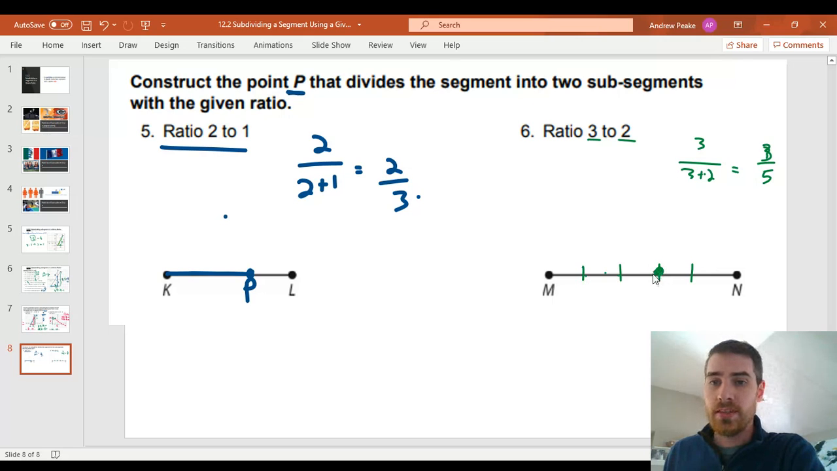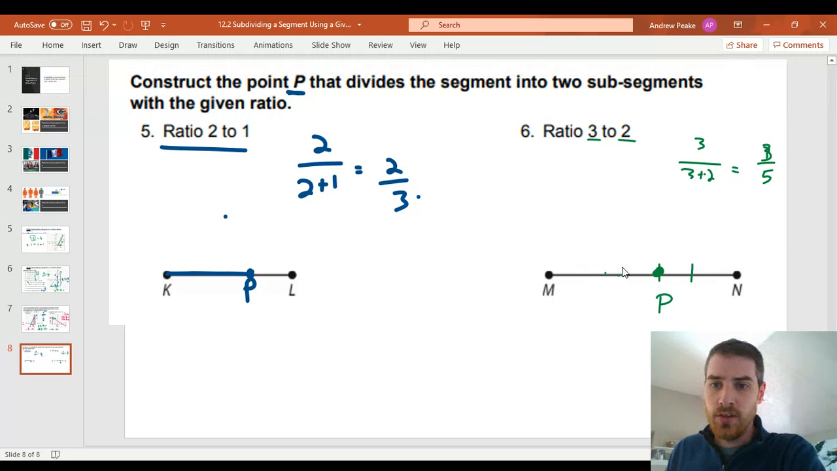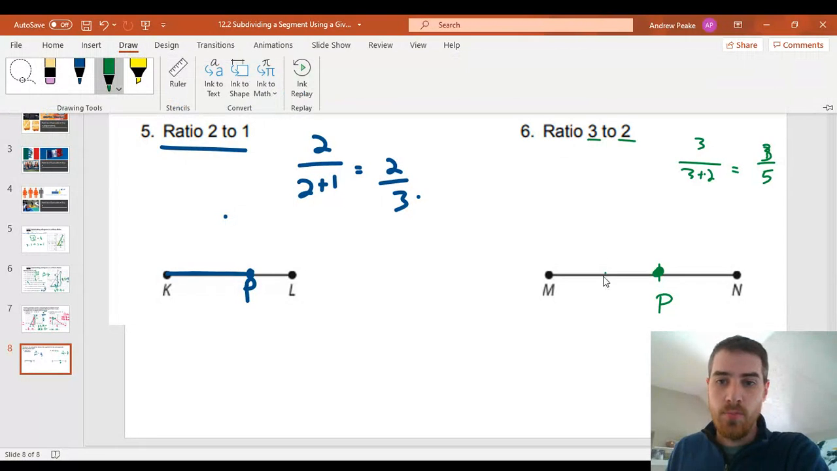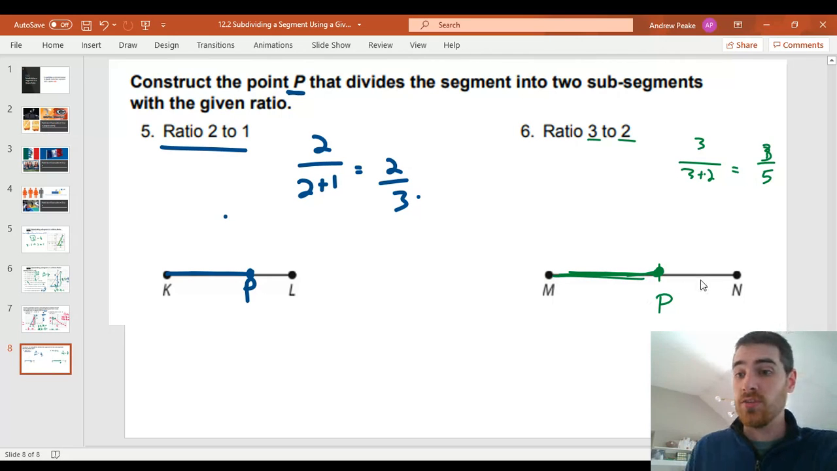We'll call that P, and then I'll just erase the rest because I don't need those. All I needed was P. So then we'll say MP right here is 3/5. It's a 3 to 2 ratio where MP is 3 parts, and then 2 parts will be PN. And that's it.